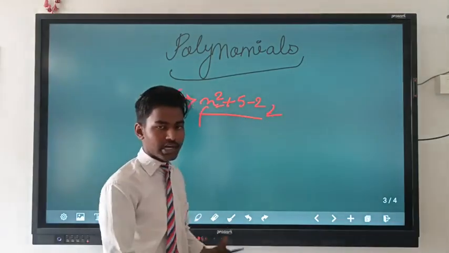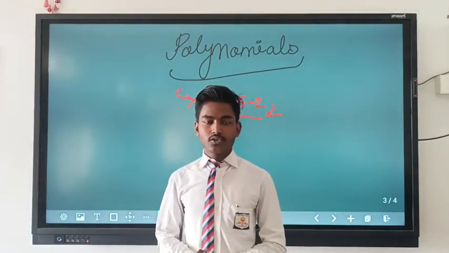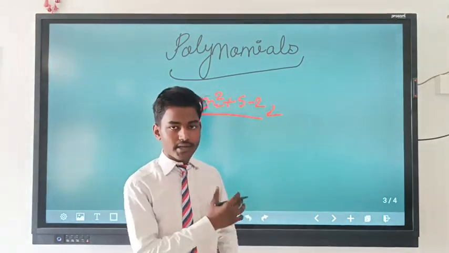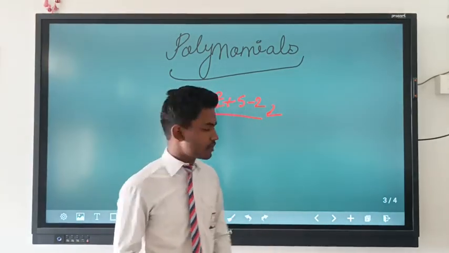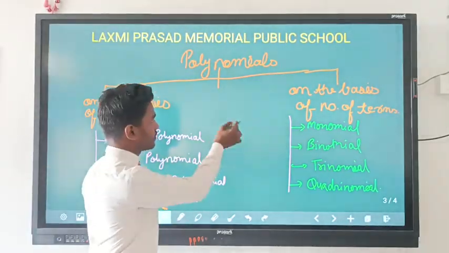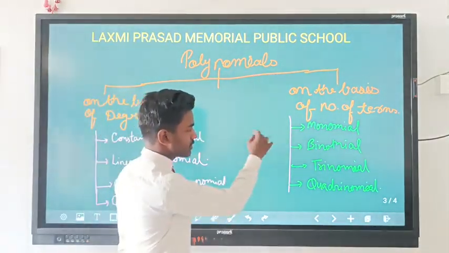If we talk about the classification of polynomials, there are two bases on which we can classify them. The first one is on the basis of their degree and the second one is on the basis of the number of terms.